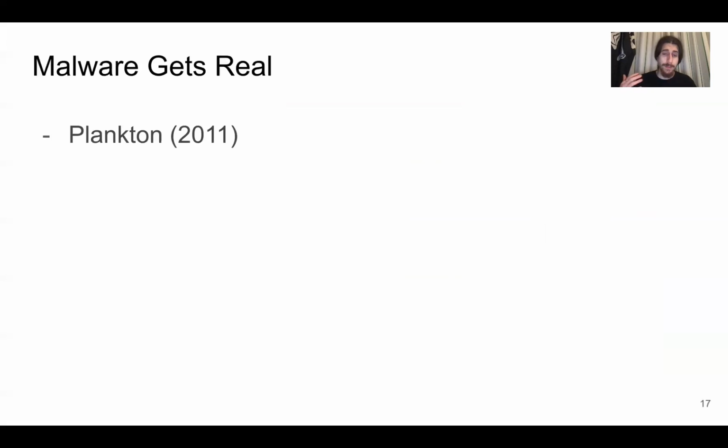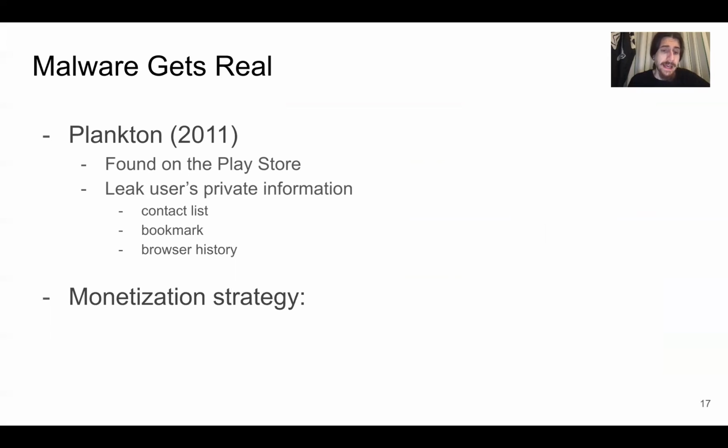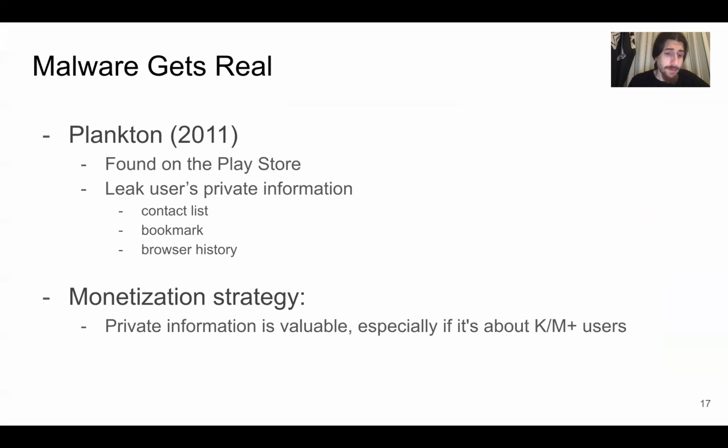So one of the first actual malware was detected in 2011. It was called Plankton, and it was actually found in the Play Store. The idea was that it would leak users' private information, such as contact list, bookmark, and browser history. And the strategy to actually get money out of this was basically to sell this information. So imagine this private information for one person, they're probably useless. But if you are able to get this information for maybe 1 million users, you can imagine why this stuff actually gets valuable. And basically you could sell this on the black market and get money out of it.